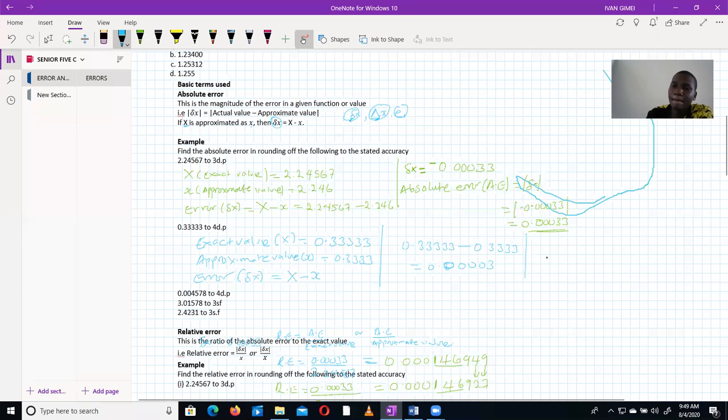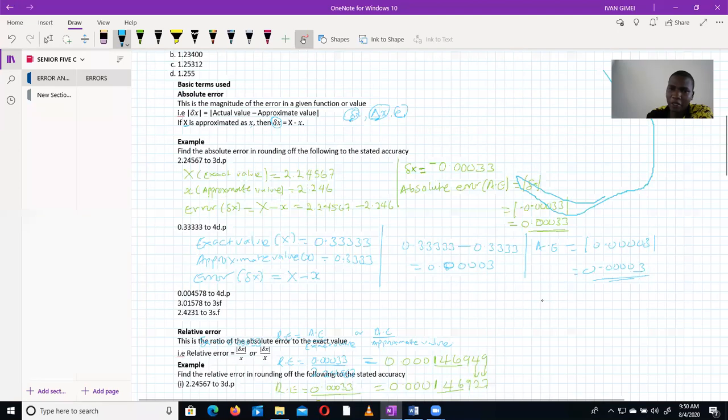So my absolute error will be the same as the magnitude of 0.00003, like that. But the magnitude of a positive value still remains positive. So this gives me 0.00003. That's my absolute error. Is that okay now?